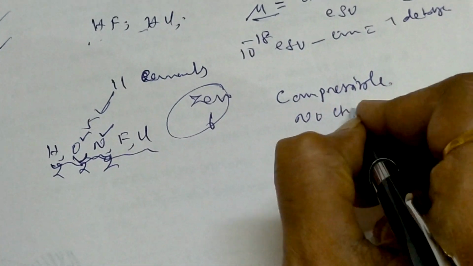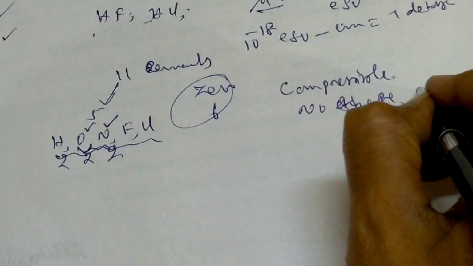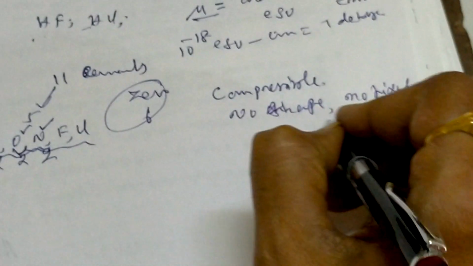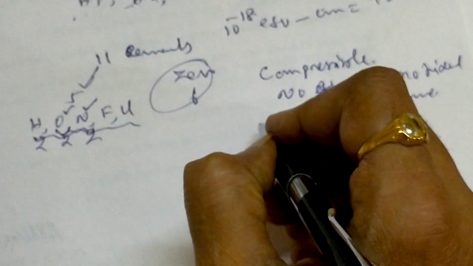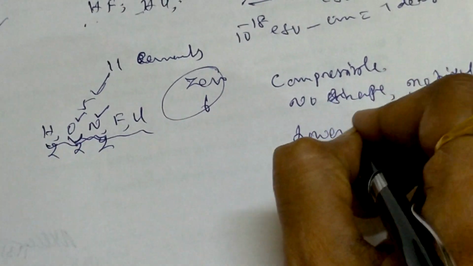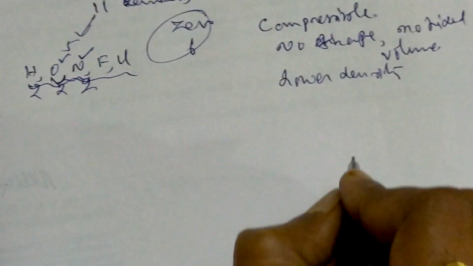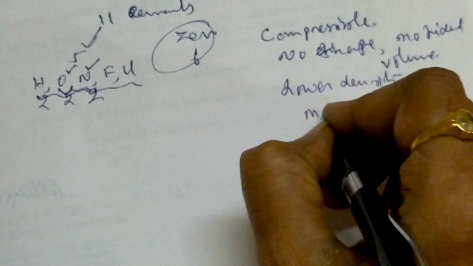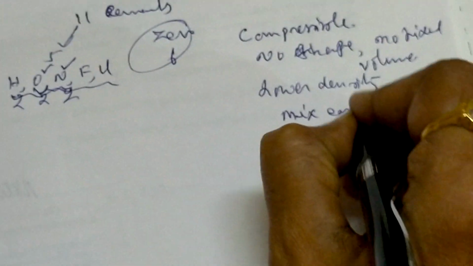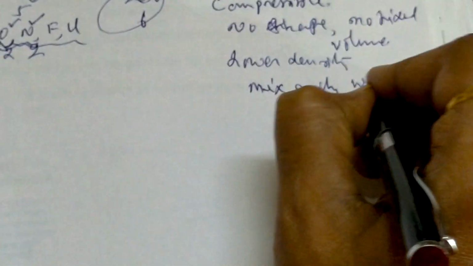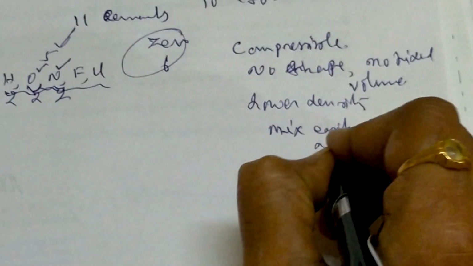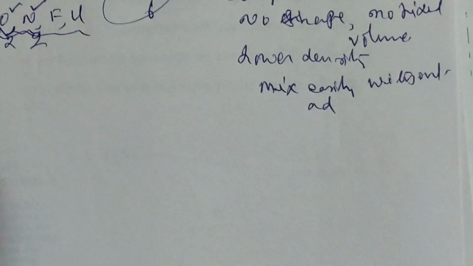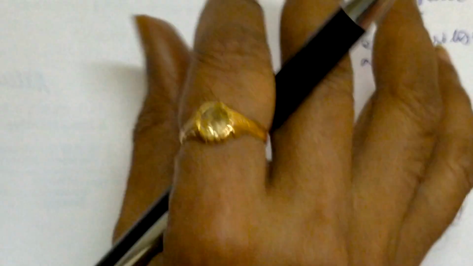No shape, no fixed volume. Lower density, and mixes easily with other gases without any aid. They exert pressure in all directions equally. It is not that pressure is more on one side; they exert pressure on the container equally on all sides.